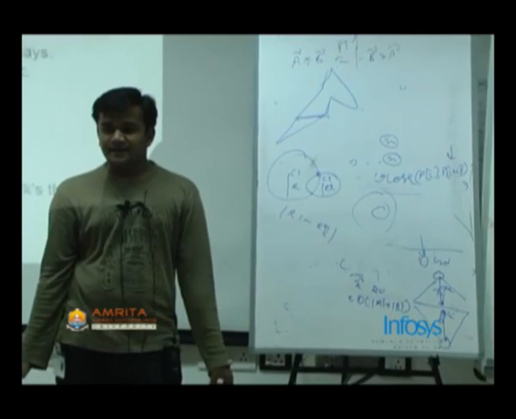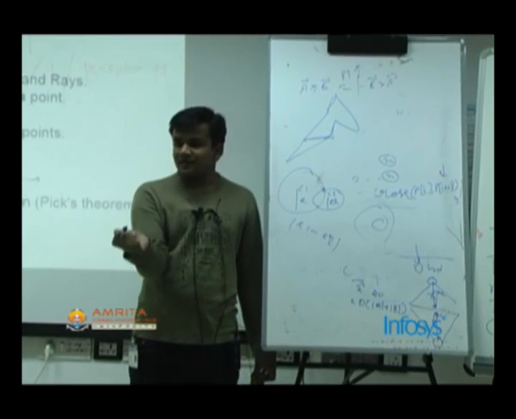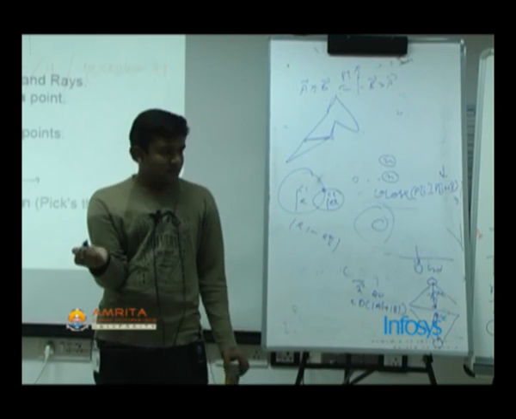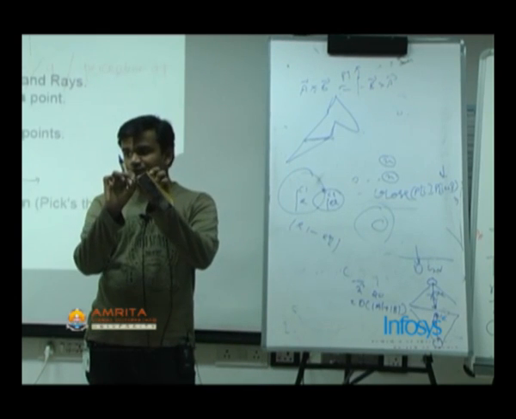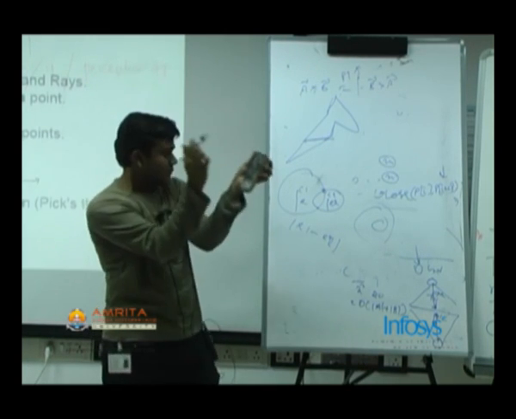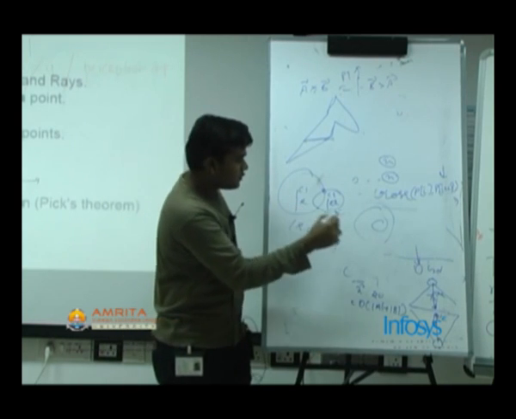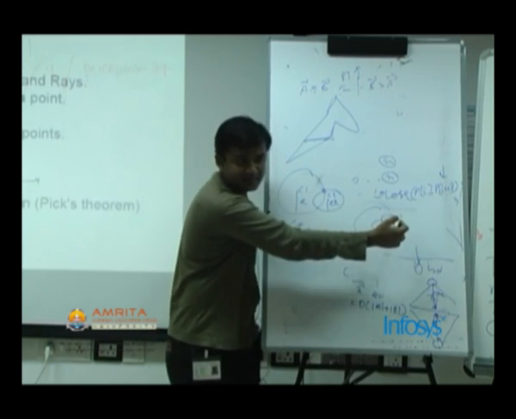Again, they don't intersect. If the distance is just equal to R1 plus R2 or R1 minus R2, that means the circles touch. So R1 plus R2 corresponds to external touch. The distance equal to R1 minus R2 corresponds to the case when this circle touches internally to the other circle.